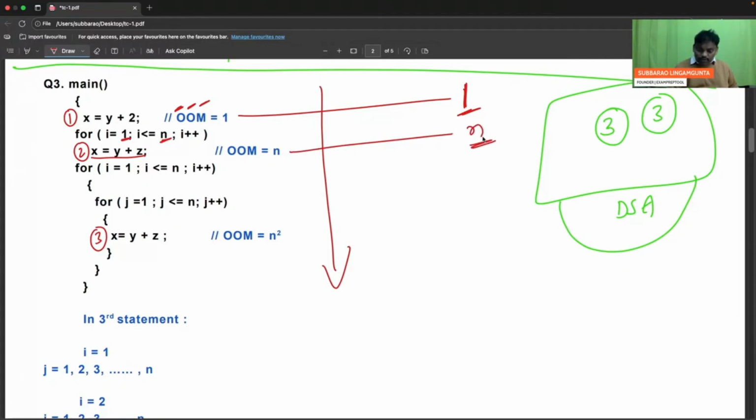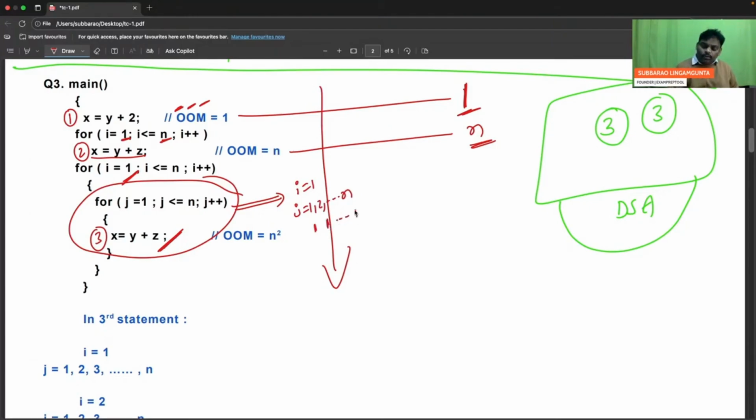Now observe here. 2 inner loops are there. Remember, this loop is n times. For each I value, this statement will execute n times because 2 inner loops are there. If you want, I will write it also. I value 1: the J loop is executing 1, 2, 3, and so on up to n, and every time the statement executes. So for I value 1, the statement will execute n times.